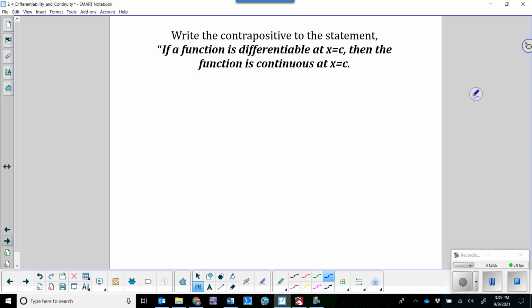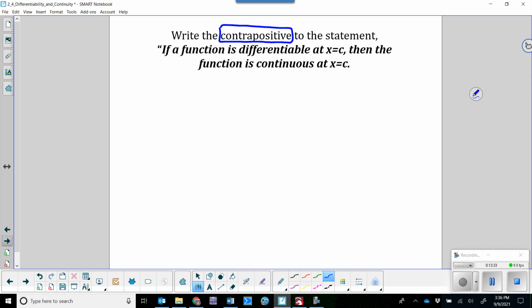Okay, so back to geometry again. So you studied if-then statements. Those are just called if-then statements. So if a function is differentiable, then the function is continuous. That's the if-then statement. The converse is when you switch the if and the then. The inverse is when you negate them but leave them in the same order. And then the contrapositive, which is what it wants us to write, is when you switch the order of the 2 statements and negate them both.